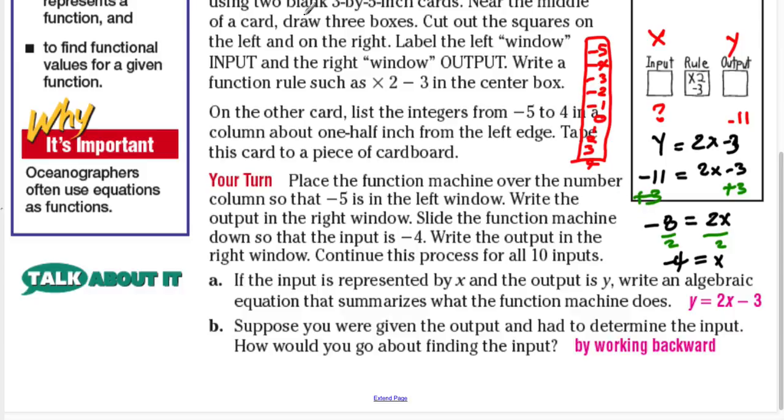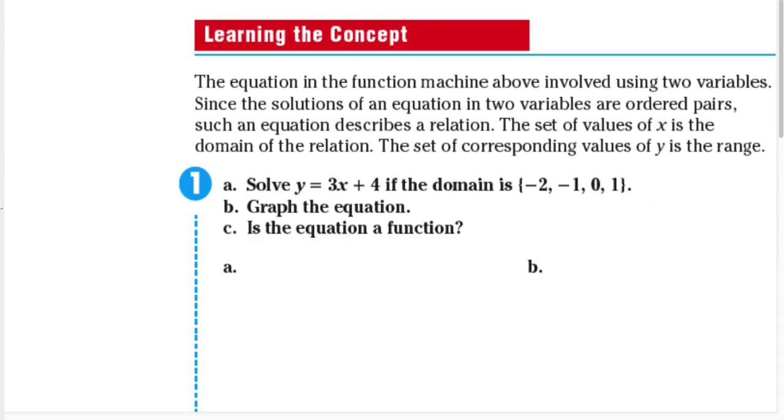So let's go to our lesson proper. The equation in the function machine involved using two variables. Since the solutions of an equation in two variables are ordered pairs, such an equation describes a relation. The set of values of x is the domain of the relation. The set of corresponding values of y is the range of our relation. We learned that earlier in the previous lessons.